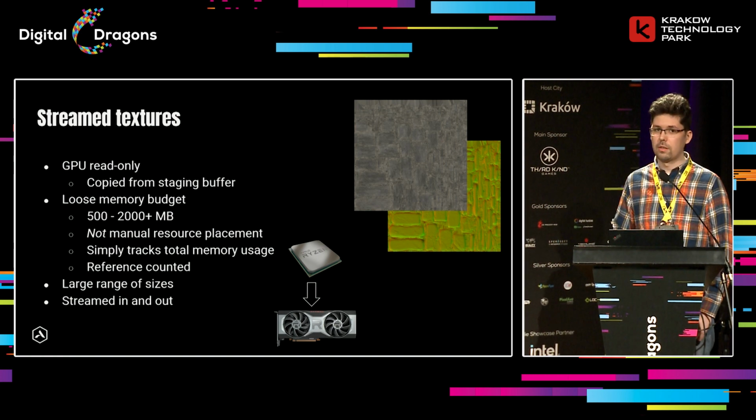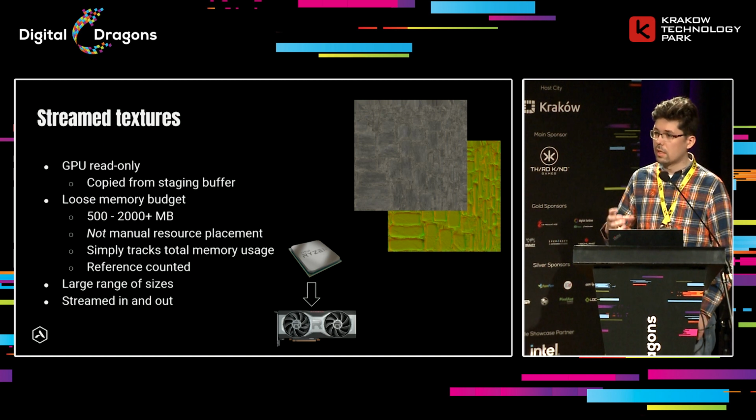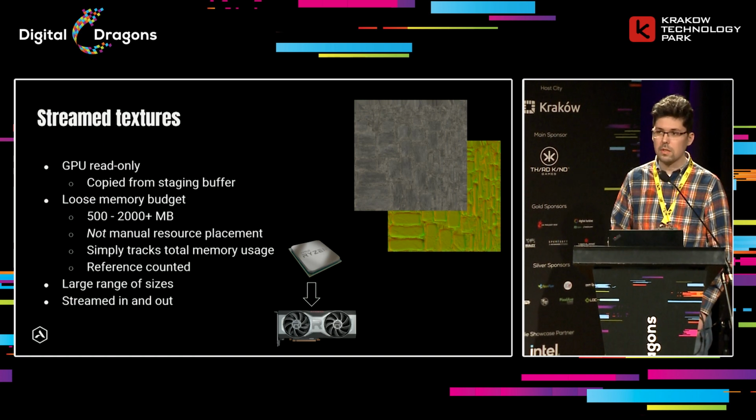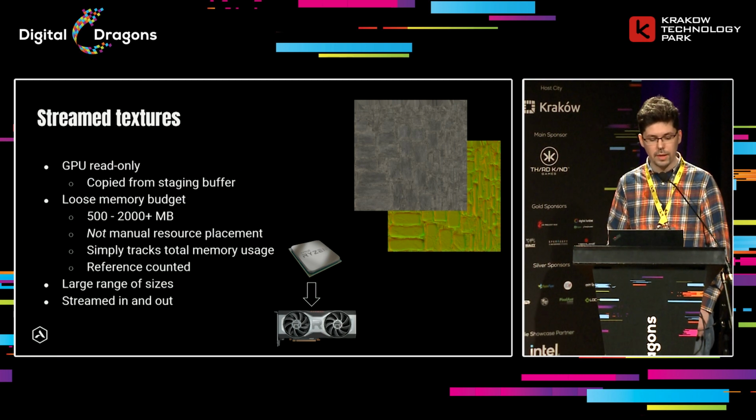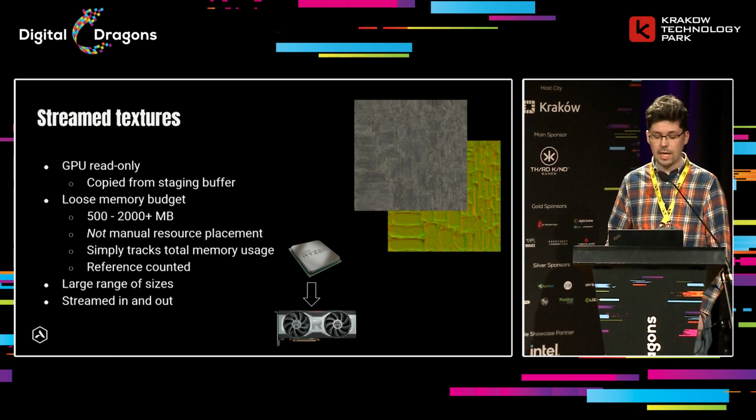The textures that we load in are, of course, reference counted, so that we unload them when there is no longer a 3D model that uses them in the scene. Since the textures are artist created, there's a large range of sizes. We also try to stream in lower resolution images if there's something that's really far away, so we don't need a high resolution. And because they are streamed in and out again, we again run a very high risk of having fragmentation from this.